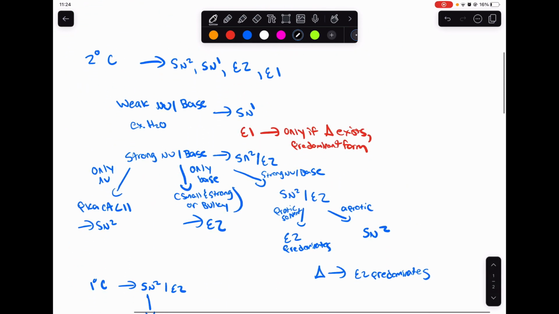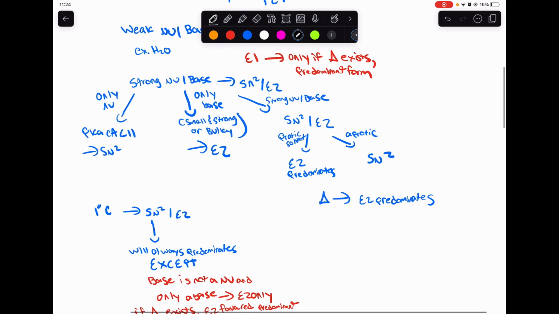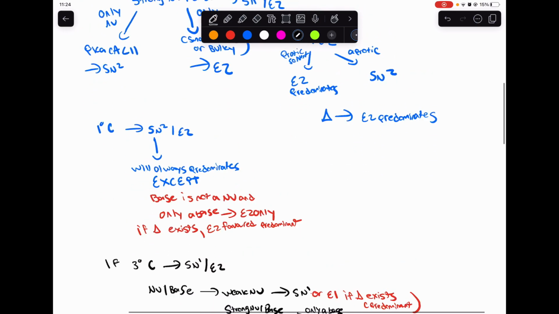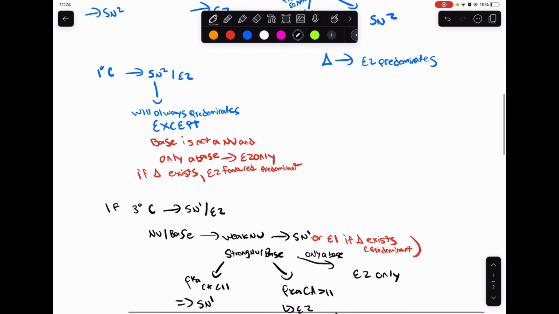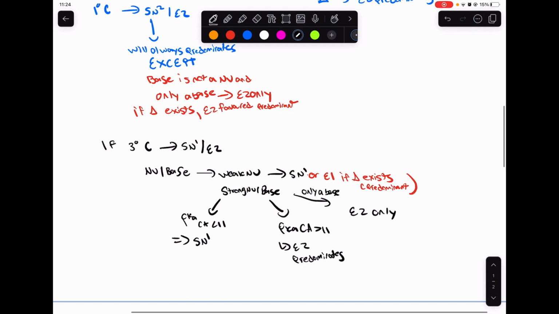So again, to add, when we're using a secondary carbon, if it's a weak nucleophile or base, we're going to be doing SN1, and if heat exists, it would be E1 as the predominant form and SN1 as the minor form. If we're using a strong nucleophile or base, it would be SN2 or E2. And if we're using a primary carbon, it would be SN2 or E2. And if we're using a tertiary carbon, it would be SN1 or E2, and even possibly E1.